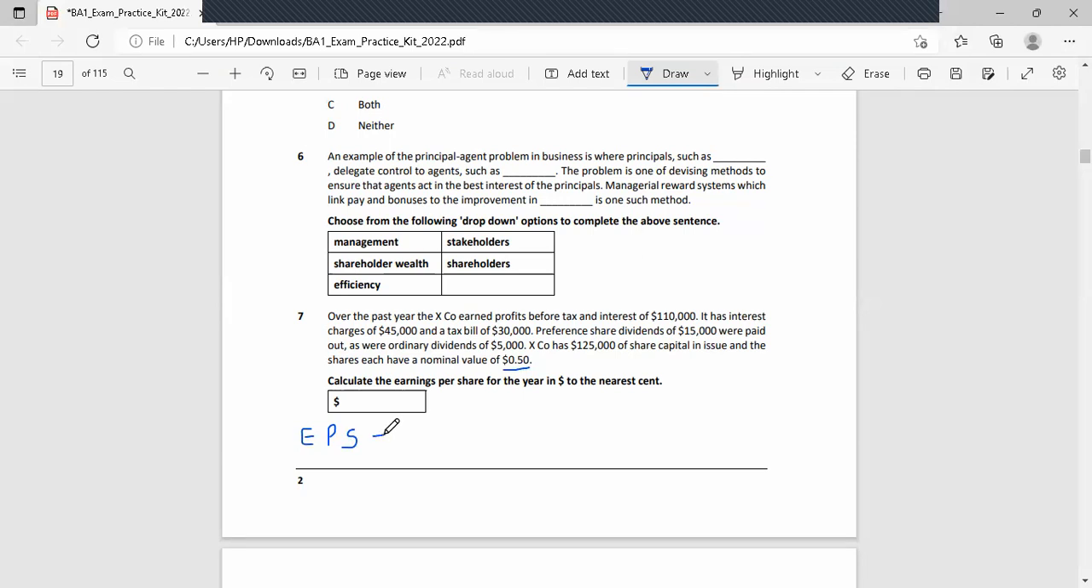The numerator, we'll talk about the numerator first. EBIT is PBIT, EBIT is 110,000. So from 110,000, that is available. First preference is given to the debt holders on account of interest. Since all the amounts are given to us straight away, we can deduct them. 110,000 minus the interest charges of 45,000. Then the tax amount is also given to us, to deduct the tax amount, which is 30,000. Then deduct the preferred share dividend, 15,000.